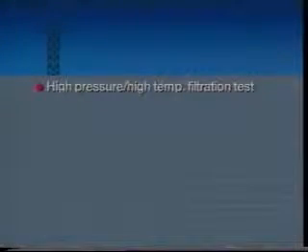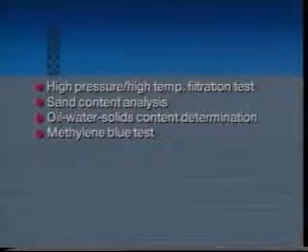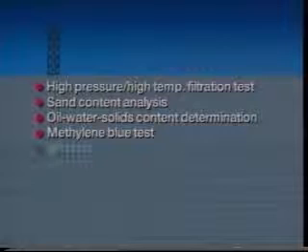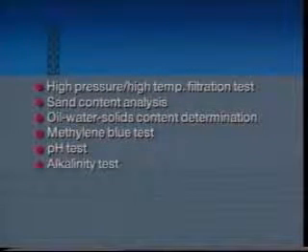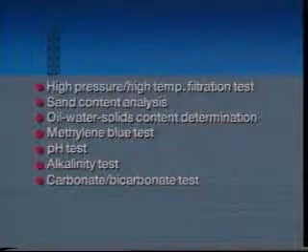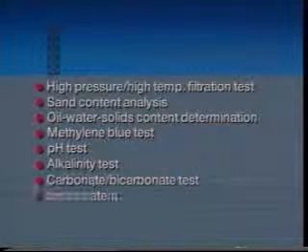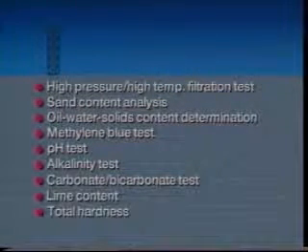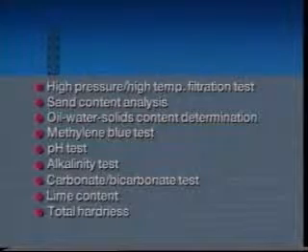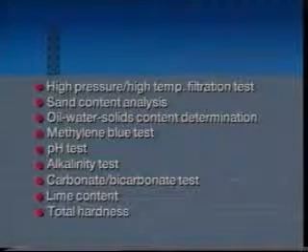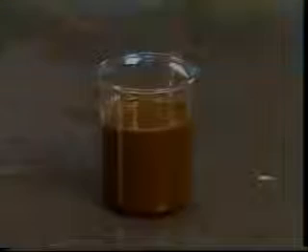Other tests performed on drilling fluids include a high-pressure, high-temperature filtration test, a sand content analysis, an oil-water solids content determination, a methylene blue test for determining the cation exchange capacity of the clays in the system, a pH test, an alkalinity test, a test for carbonate and bicarbonate contamination, a lime content test, and a total hardness determination on the water in the mud. All of these tests are discussed in detail in your manual.